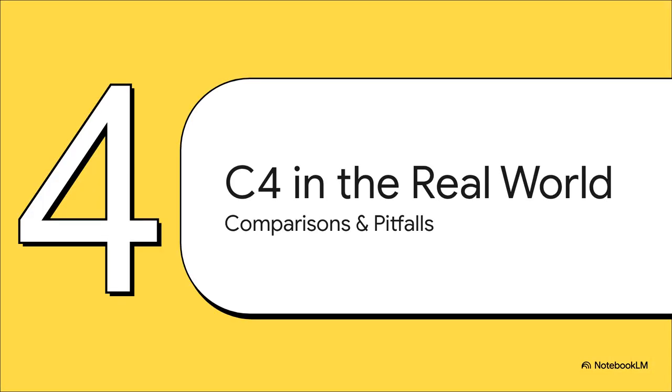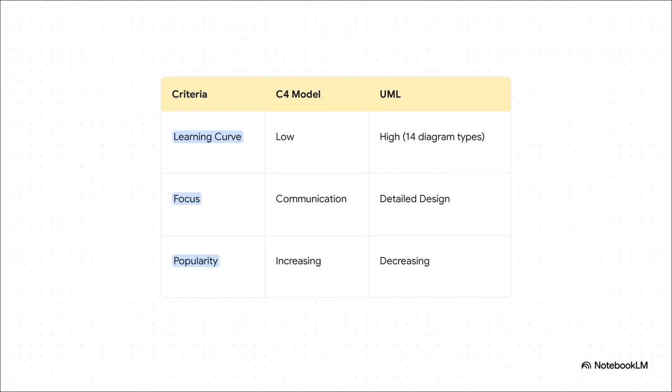Okay, so we've seen the theory. Now let's zoom back out and talk about how C4 actually stacks up in the real world. And, maybe more importantly, some common mistakes you'll want to avoid. When you put C4 right next to an older standard like UML, the story is pretty clear. C4 is built for speed, it has a really low learning curve, and its entire focus is on clear communication. And you can see the trend lines, right? C4's popularity is on the rise because the industry is moving towards more practical, lightweight ways of doing things.